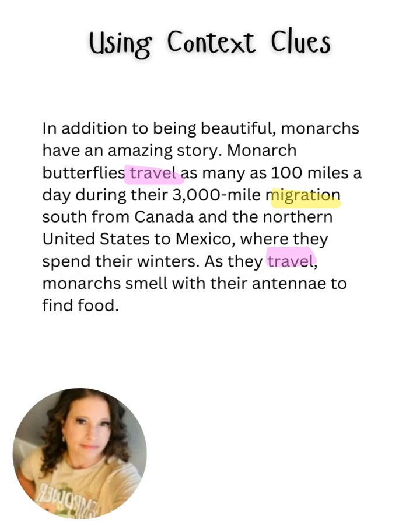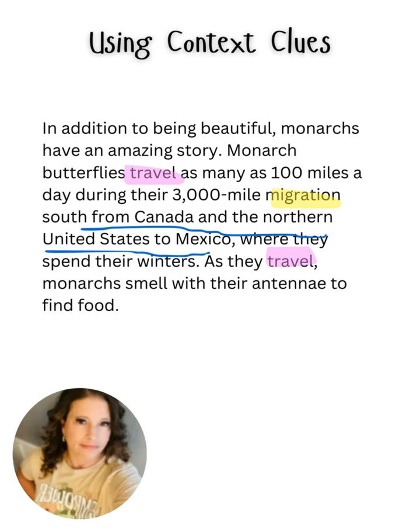But remember, we can also look for examples. So did they give us an example of what this means? What does it mean to travel? When we tell somebody that we're traveling, what do we usually say to them? And maybe we can look for those words. Yes, we found it. From Canada and the northern United States to Mexico.